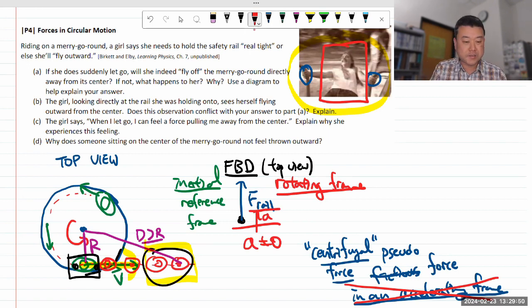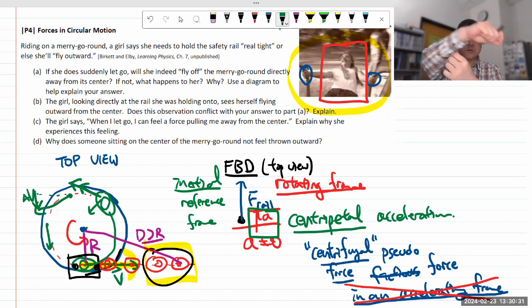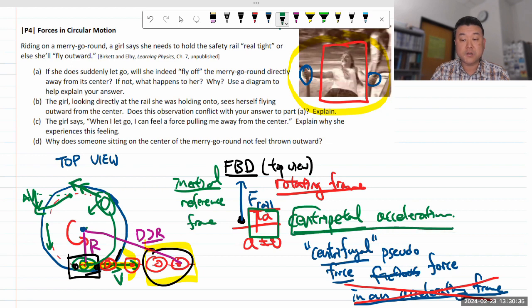How, you might ask, but she's staying in place on the merry-go-round. She's not moving inward. How is she accelerating inward? That's where you have to remember that whenever something is moving in a circle, like this girl on the merry-go-round, there is going to be centripetal, center-seeking acceleration. Because your velocity is changing direction, even when the speed remains the same, there's a change of velocity that's pointed towards the center of the circle. So whenever you have uniform circular motion, think centripetal acceleration. There will always be some acceleration. And this force from the rail is providing the centripetal force that produces the centripetal acceleration.